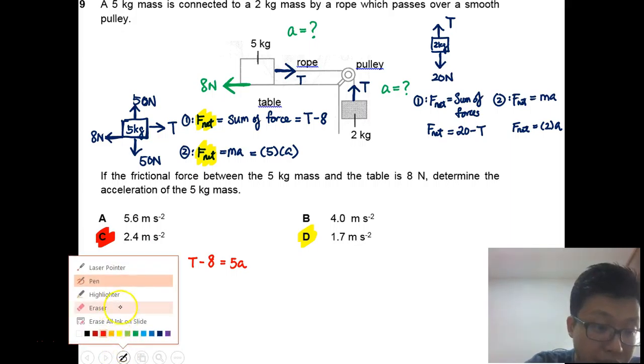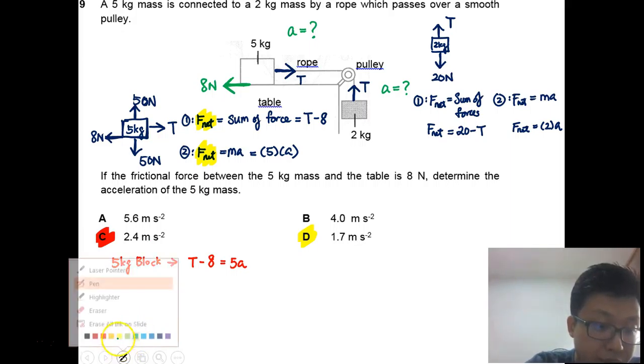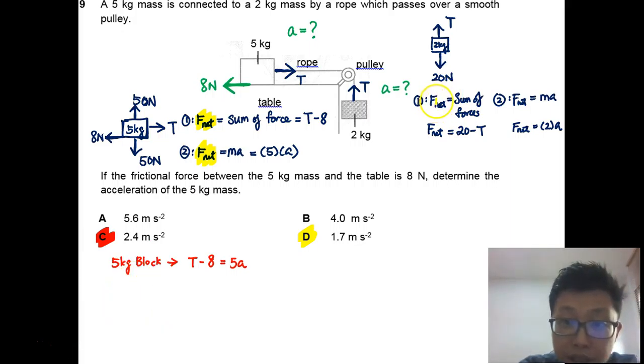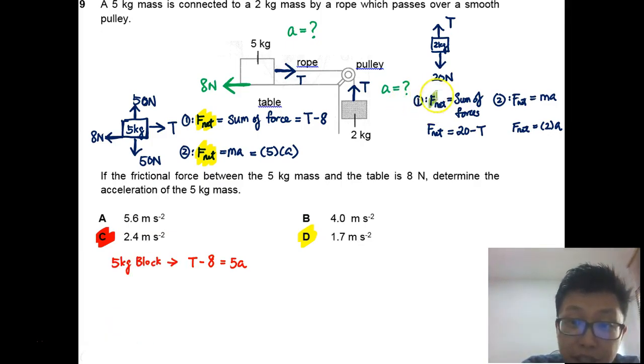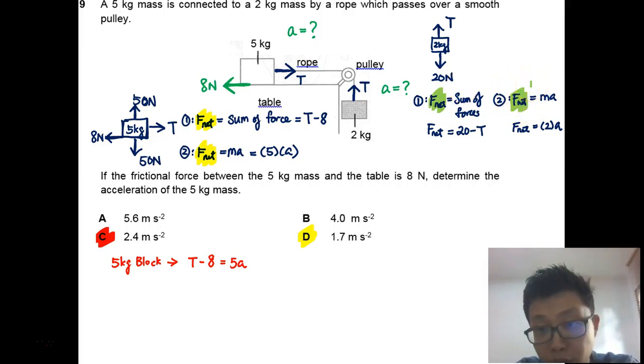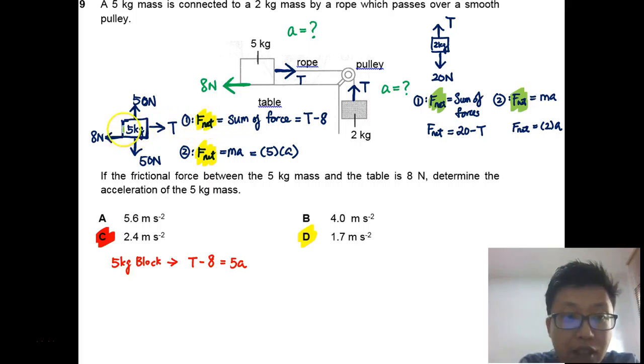And I will do the same thing. This F net and this F net are referring to the 2 kg block, meaning that they are the same. Now please take note, this yellow F net and this green F net cannot be equated to each other. The reason why is this yellow F net refers to the 5 kg block. So I better color this.